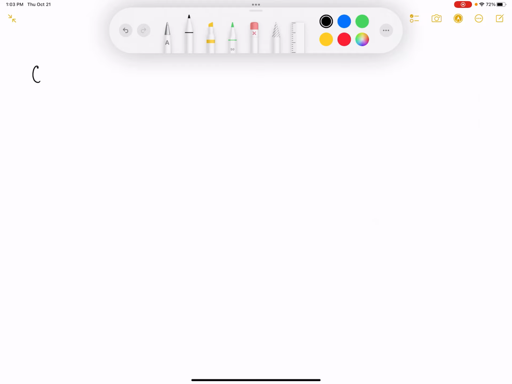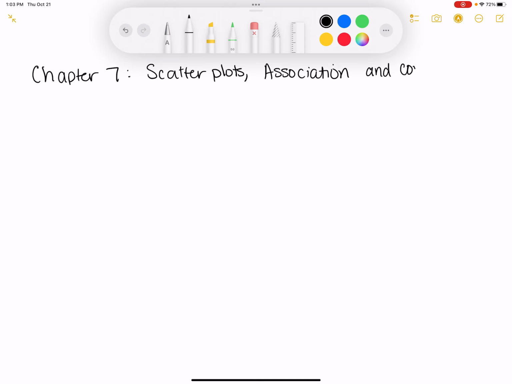All right. Chapter 7. Scatterplots. Association. And correlation. Scatterplots. Did we do a scatterplot in Cherith or something?